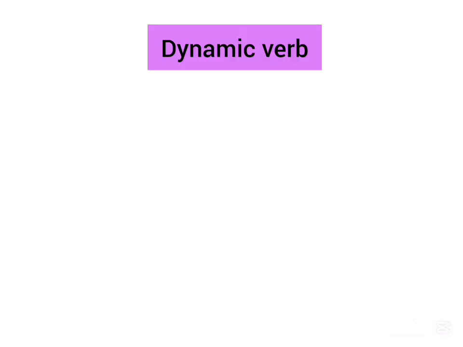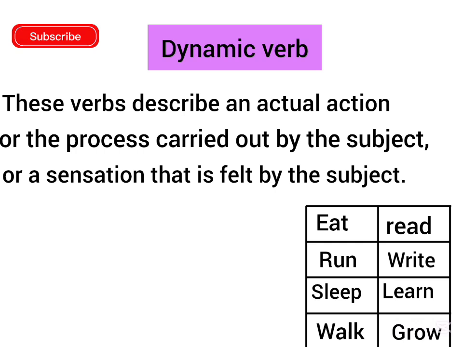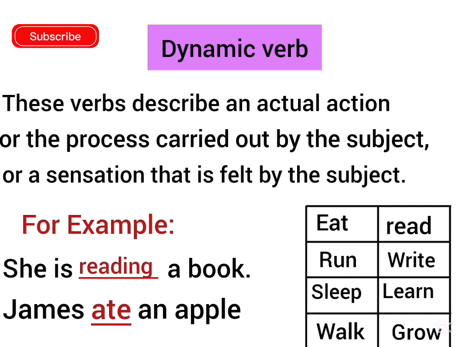Dynamic verb. These verbs describe an actual action or the process carried out by the subject, or a sensation that is felt by the subject. These verbs include eat, run, sleep, walk, read, write, learn, grow. For example, she is reading a book. James ate an apple.